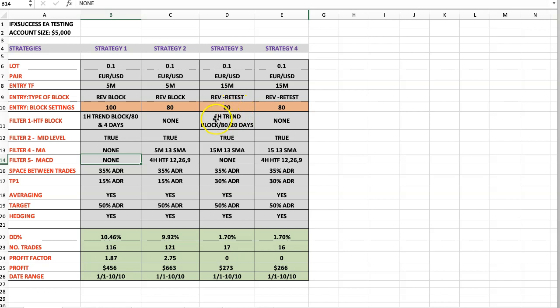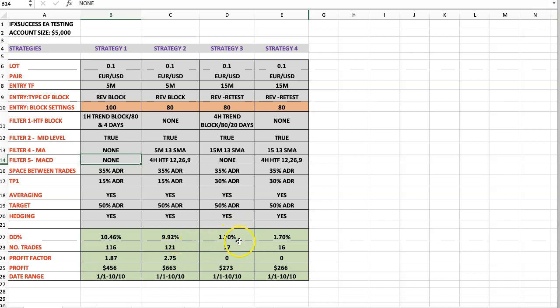On 80, I used the 4-hour block, filter number 1, higher time frame block, trend block with 80 settings and 20 days minimum. Of course, the mid-level is true. And then I added filter number 4, the moving average, 15 minutes, simple, 13 simple moving average. Everything else stays the same. And as you're able to tell, we had a big difference.